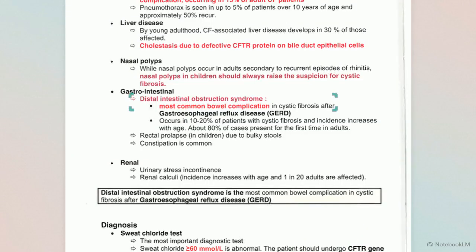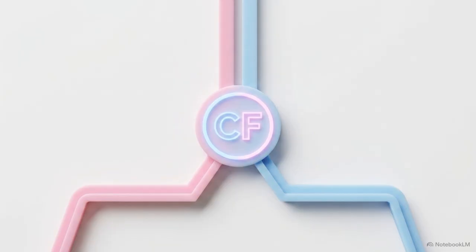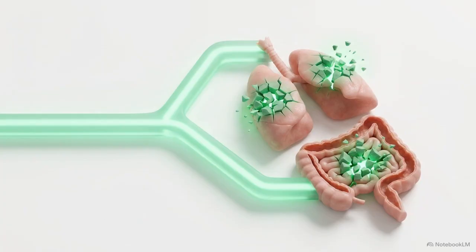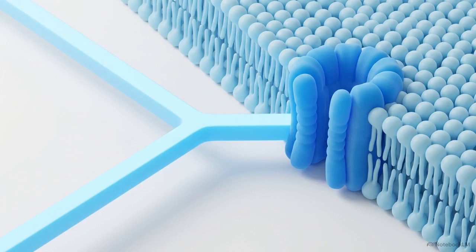This text identifies distal intestinal obstruction syndrome, or DIOS, as the most common bowel complication in adult patients, presenting in frequency directly behind gastroesophageal reflux disease. Modern CF care dictates a dual-pronged approach, aggressively breaking down the downstream mechanical blockages in the lungs and gut, while deploying targeted agents to correct the upstream molecular defect at the cellular membrane.